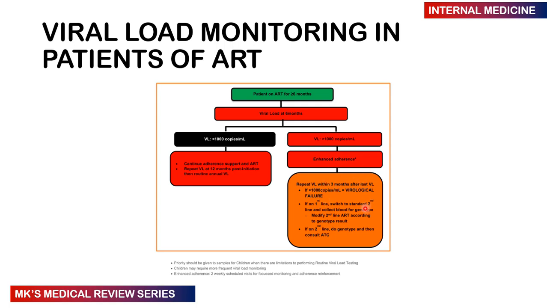So if they are on first line, we switch them to second line. We collect blood and do genotypic testing. Remember, there are two types of testing, phenotypic testing and genotypic testing, which I did talk about in the previous videos. And of course, we modify the second line ART according to the genotype results. Then if they're on second line, we do genotypic testing and consult the advanced treatment centers.